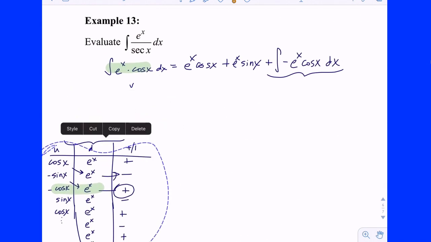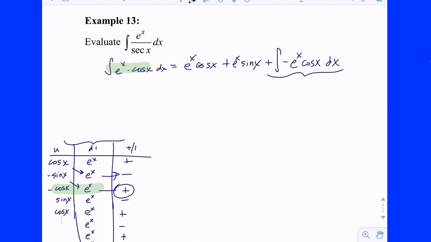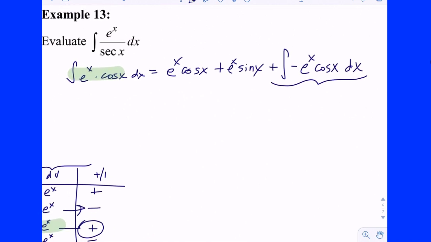Let me get this out of the way. V, you didn't come with it? Why not? All right.